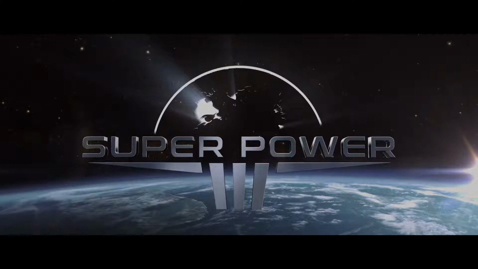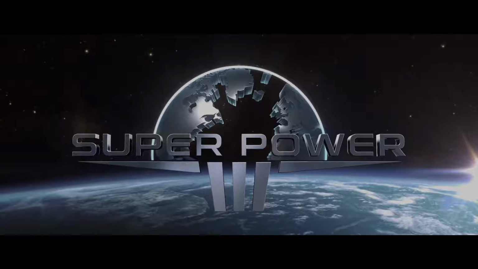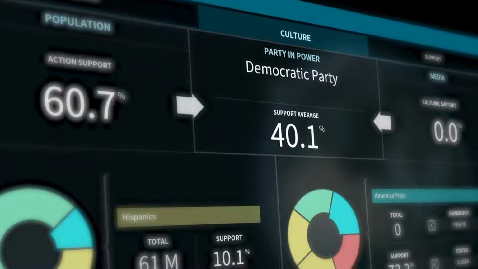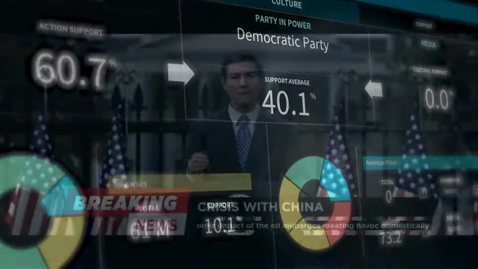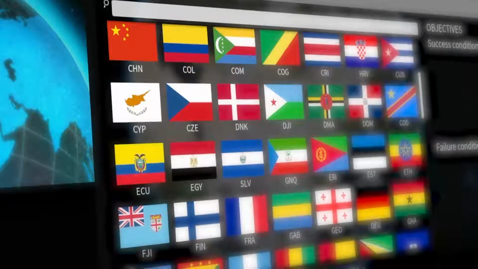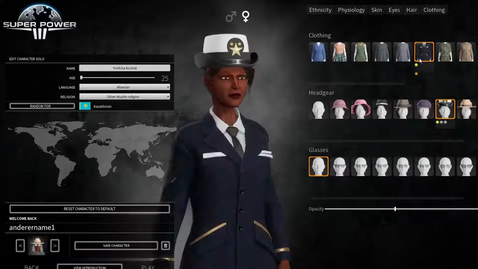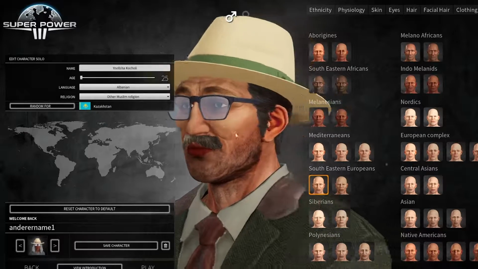In SuperPower 3, the demographic sphere is both the easiest to understand and the hardest to master. It's a singular addition to the series that probably has the largest underlying impact on whether you can be a successful leader of your country or if you will lose it in shame.